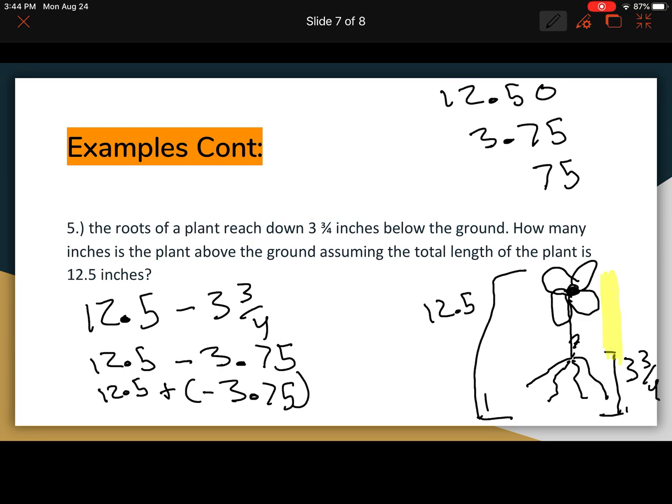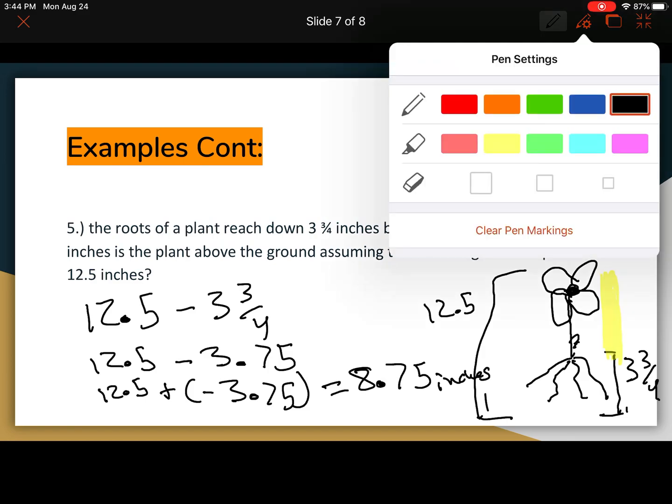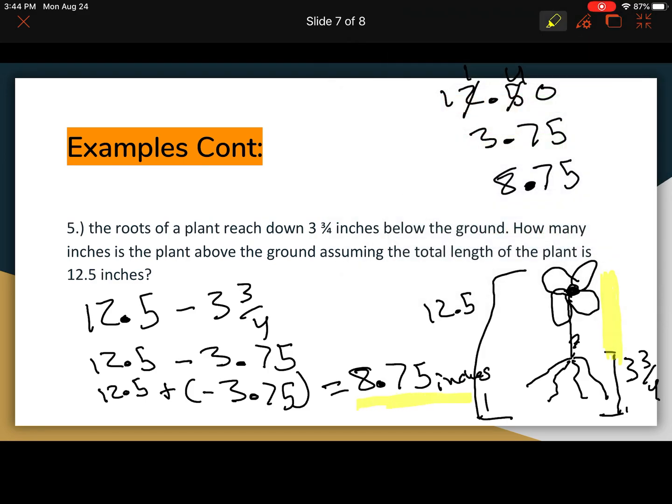Get a 7 right here. Make that a 1. So how many times does 3 go into 11? 3, 8 times, right? So our total value would be 8.75. Or our flower is 8.75 inches above the ground. Alrighty.